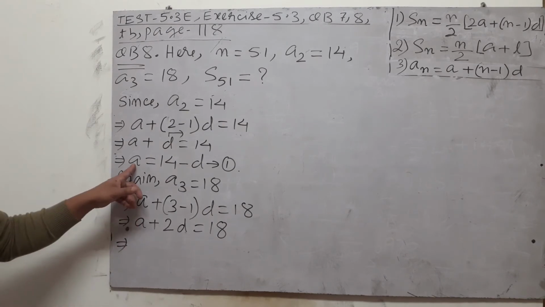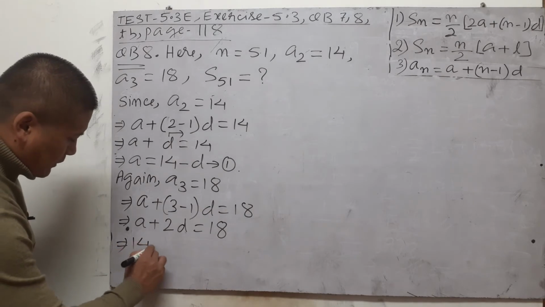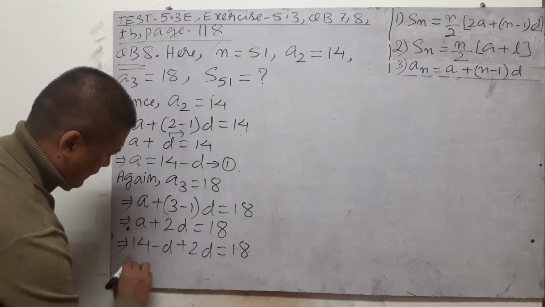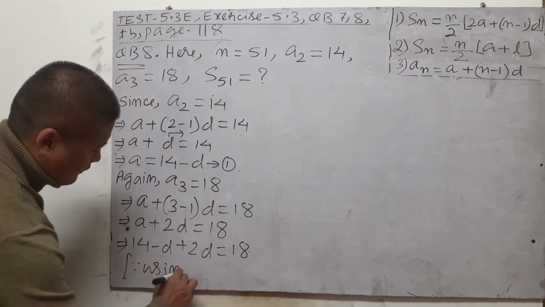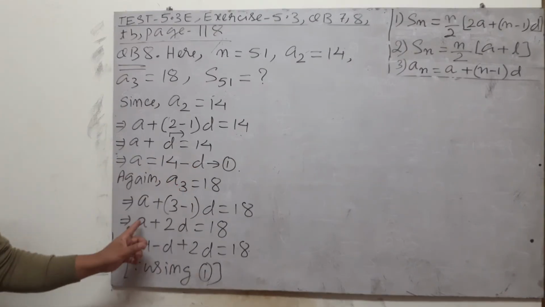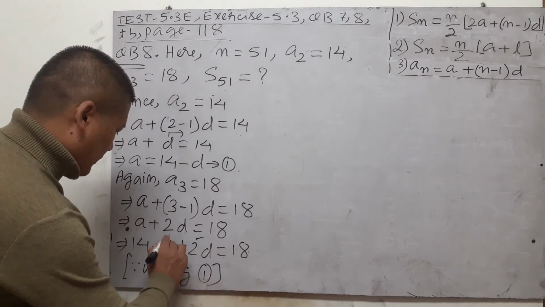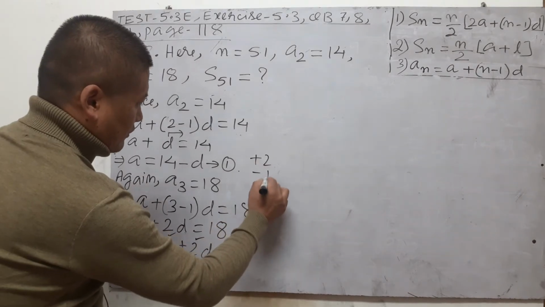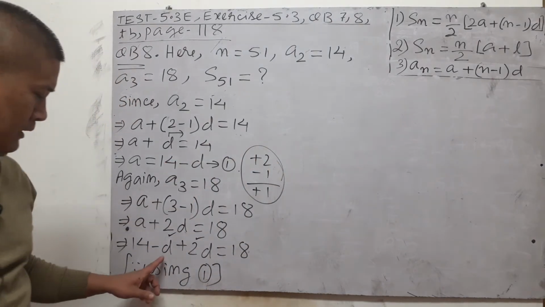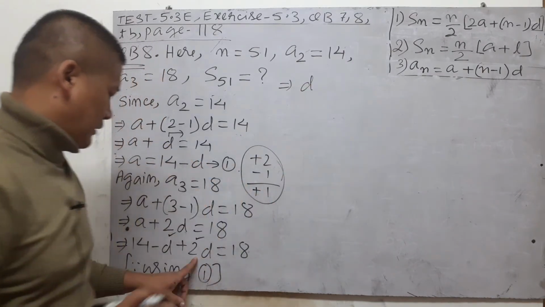And this A can be replaced by the value from equation 1: A equals 14 minus D. Then we write 14 minus D, replacing A, plus 2D equals 18. Using the value in equation 1, this A equal to 14 minus D has replaced this A. So minus D plus 2D is plus 1D for these two.